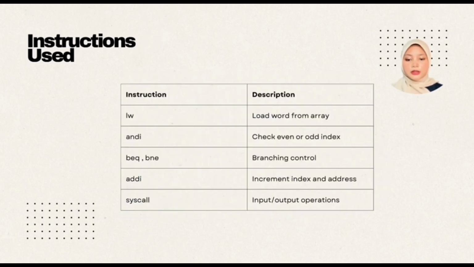The LW instruction is used to load array elements from memory. The AND instruction checks whether the index is even or odd. BEQ and BNE control the program flow using branching. ADDI increments the index and memory address. Syscall handles input and output operations.